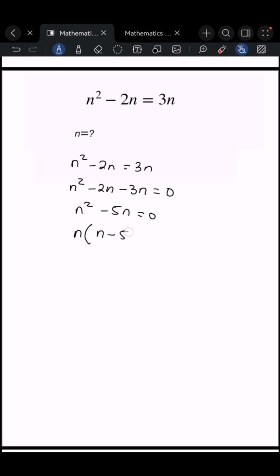n squared minus 2n is equal to 3n. Solve for the value of n. Therefore what we have is n squared minus 2n is equal to 3n. Therefore n squared minus 2n minus 3n is equal to 0. Therefore n squared minus 5n is equal to 0. You factor out the n, you have n times n minus 5 is equal to 0. Therefore n is equal to 0 and/or n is equal to 5.